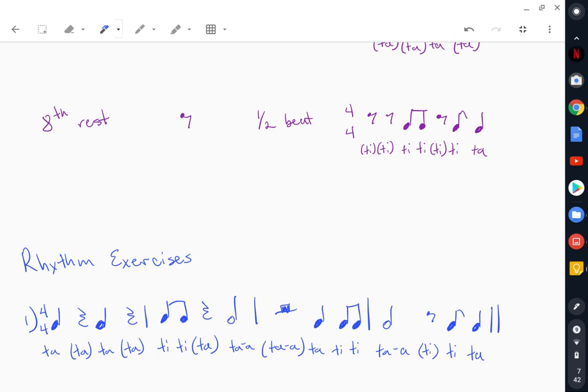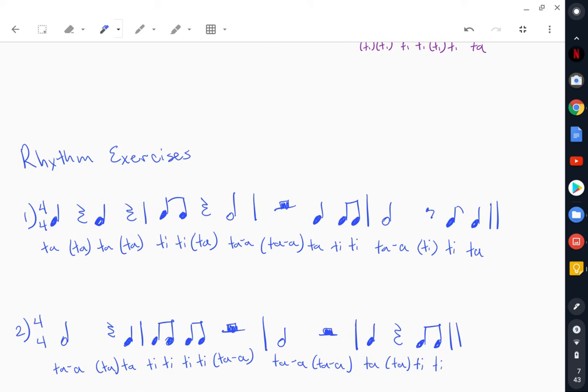Let's move down to some rhythm exercises. So take a quick look at this one. Remember that for every rest, we have it in parentheses so that we know not to say it out loud. So let's go through this one. 1, 2, ready, and ta, rest, ta, ta, rest, ta, rest, ta, ta, ta, ta, rest, ta, ta.